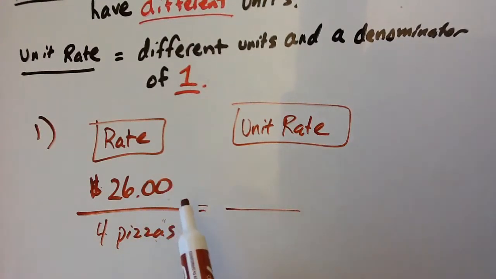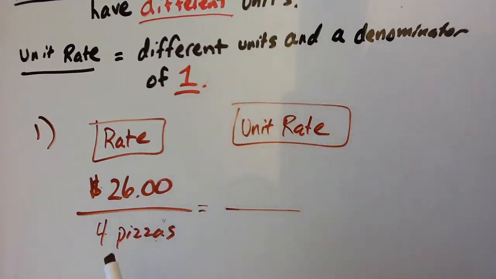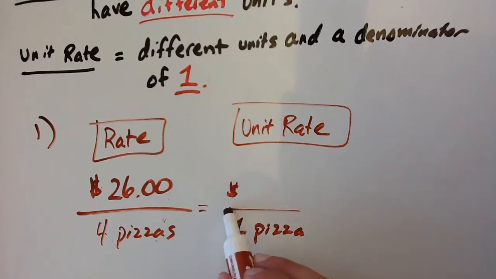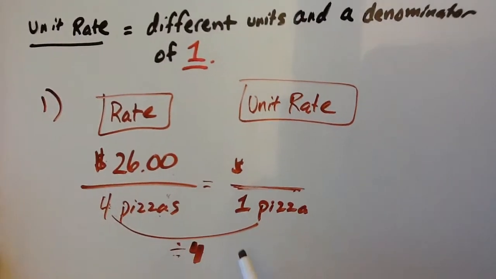And the unit rate compares different units, in this case dollars to pizzas, but it also has a denominator of 1. And so we basically need to get this denominator to be 1 because we want the price or the cost per pizza. That's how I read the horizontal fraction bar, as per, P-E-R. Now, how did I get from 4 to 1? Well, I divided by 4, right? 4 divided by 4 gives me 1.